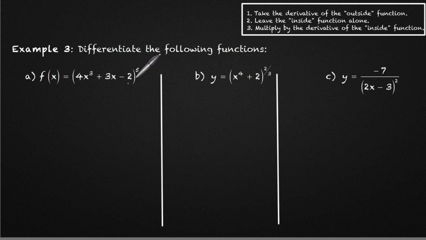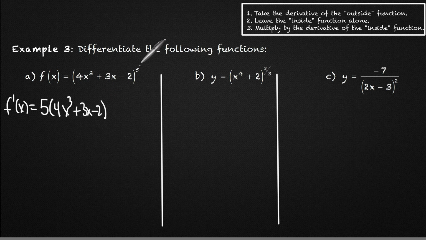So we have something to the fifth. So the something to the fifth is the outside function. The inside function is 4x cubed plus 3x minus 2. So we will write f prime of x is equal to, we're going to take the derivative of the outside function, so that's going to be the power rule. So 5. Like I said, completely ignore this. Act like it's not there. Just rewrite it. 4x cubed plus 3x minus 2. Drop the power down because the derivative of x to the fifth is 5x to the fourth. Now we need to multiply by the derivative of the inside, which is going to be 12x squared plus 3. And essentially, that's it. There's not much more you can do. Move on to the next one.